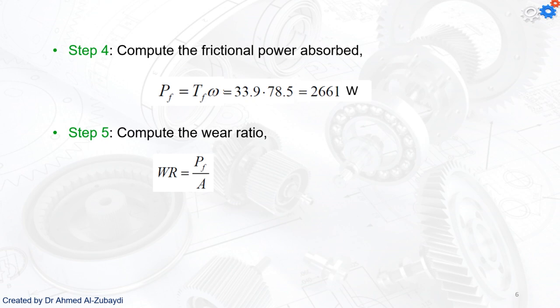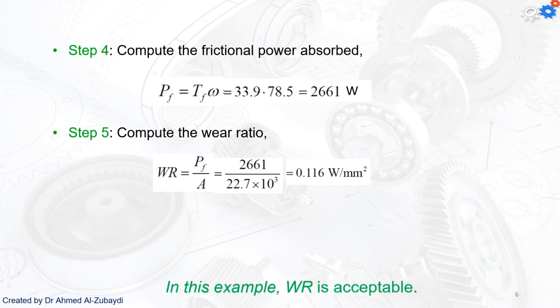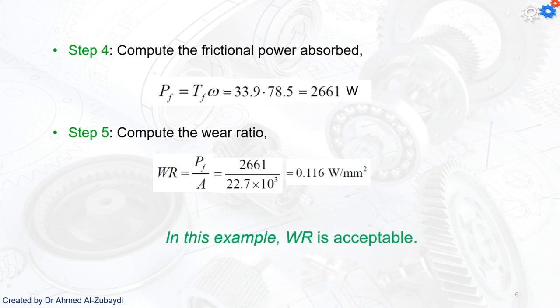Now we know the area, 22,780 millimeters square. So we're going to divide the 2,661 by the 22,780, and the answer is going to be equal to 0.116 watt over millimeter square. And for the frequent use, this will be an acceptable ratio for the WR.